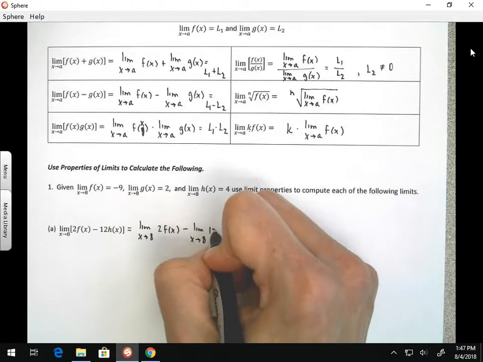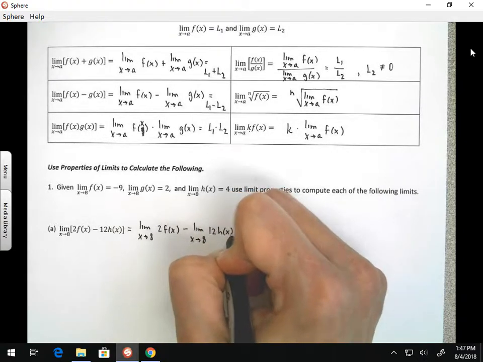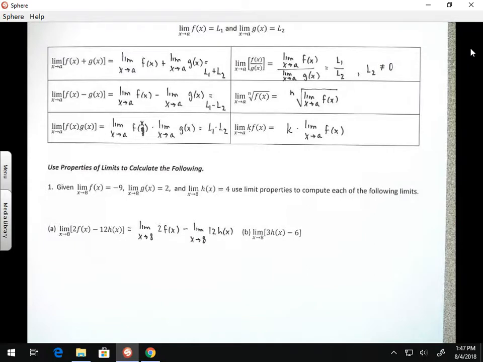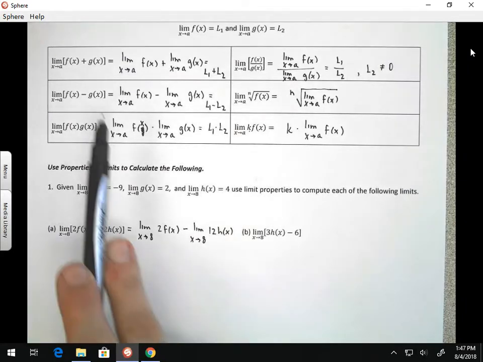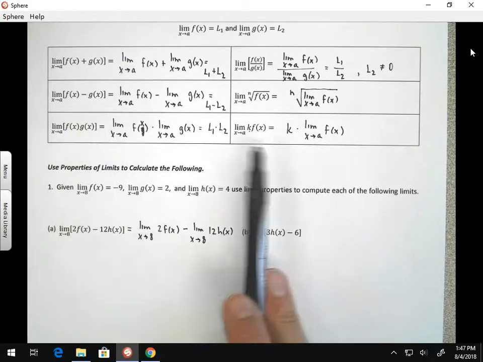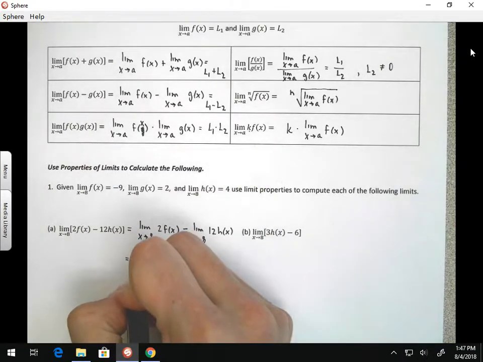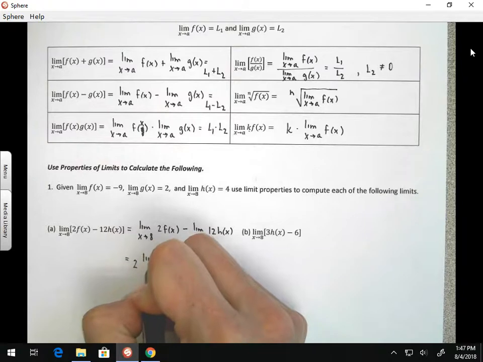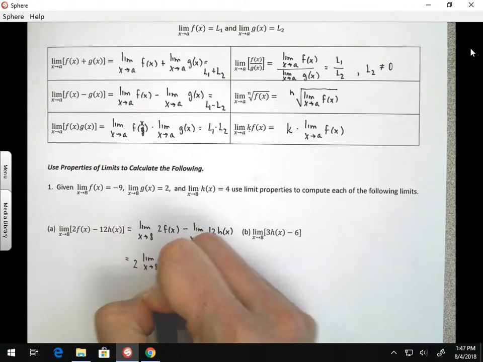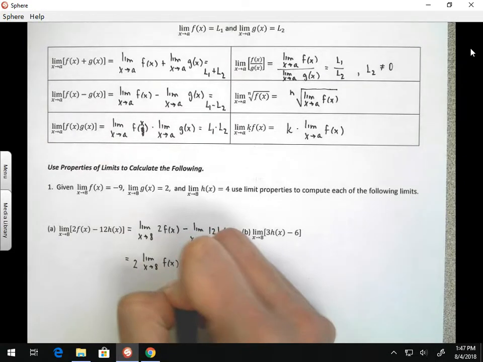So the first one we used was our difference property. But now I'm going to use my constant property to move those constants in front. So that's just the same as saying 2 times the limit as x approaches 8 of f of x minus 12 times the limit as x approaches 8 of h of x.